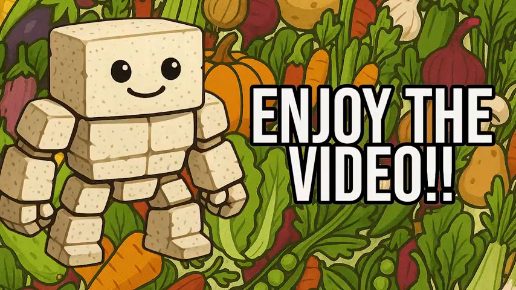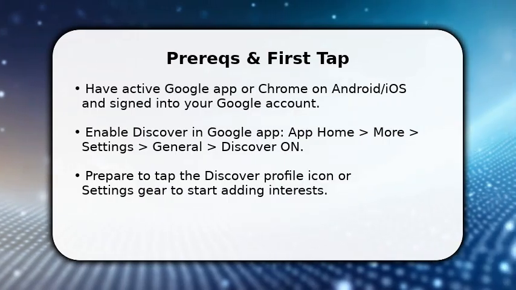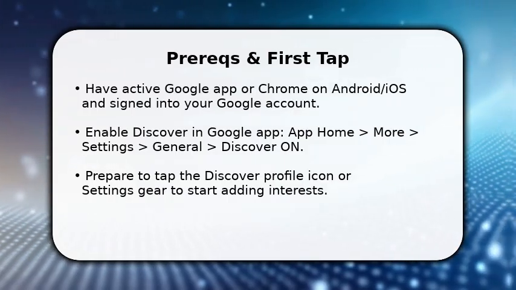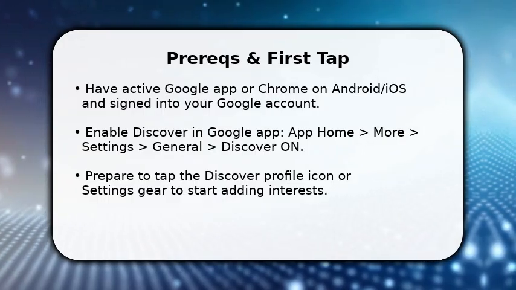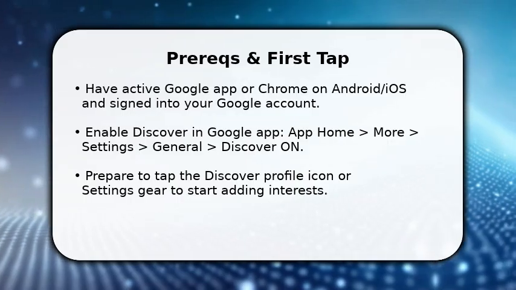Please enjoy the video. You'll start with Essentials, a signed-in Google app and Discover enabled. Once done, open the Google app and tap your profile picture at top right. Make sure to choose Settings, then Interests. This is where you control Discover signals.